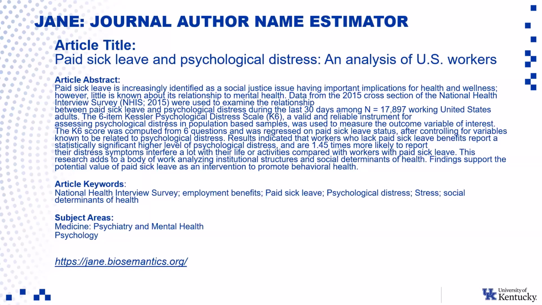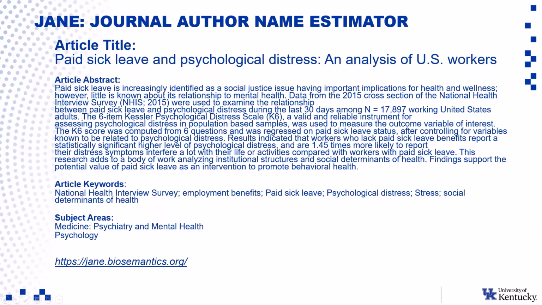So let's take a look at Jane. Jane is the journal author name estimator. So Jane will ask us for an abstract, and then it will search PubMed for similar journal articles. So again, PubMed includes about 5,600 Medline journal titles in biomedicine, along with many additional titles in PubMed Central. So you can see we have our article title, we have our abstract, and we have some keywords.